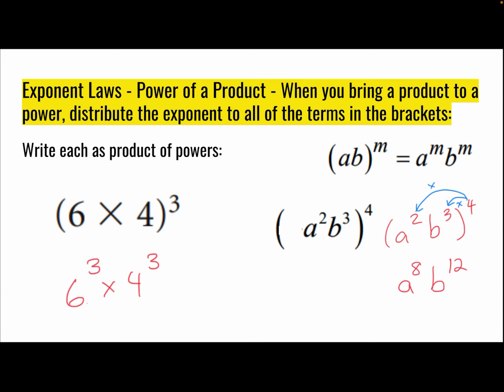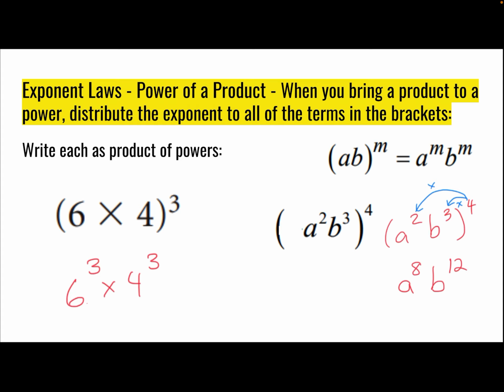Okay, so here I distribute the 3 to the 6 and to the 4. So I get 6 to the 3 times 4 to the 3. Now here, I wrote it out a little more. I'm basically taking 4 times 2, because it's like a power of a power. So I have to multiply those exponents, and I get a to the 8.